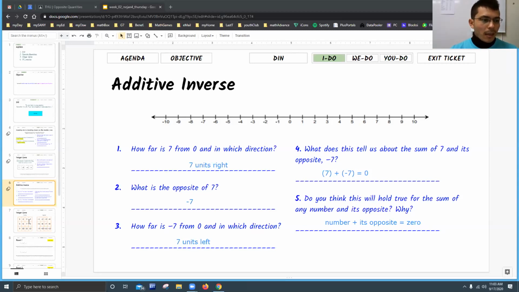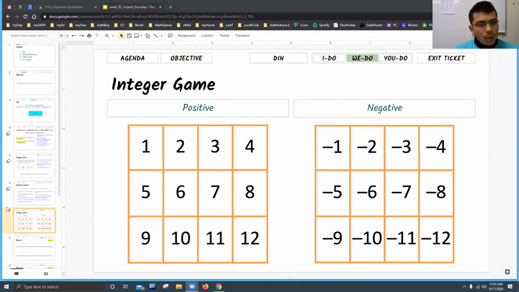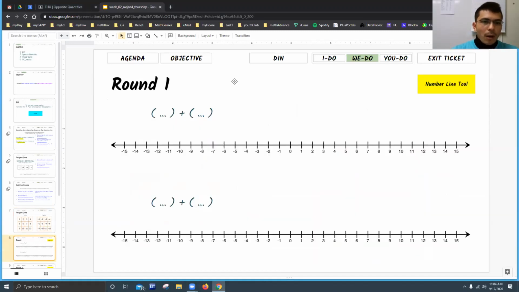So, the last thing we are gonna do is, it's an integer game. So this is how we play now. I'm gonna ask you to pick 2 numbers from the positive side and negative side. And by using a number line, we're gonna find out the result. So tell me one number on the positive side. 8. And tell me one number on the negative side. 12. Okay, I'm going to go on the next slide and write it down.